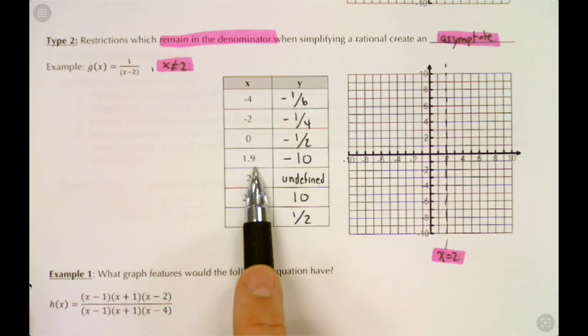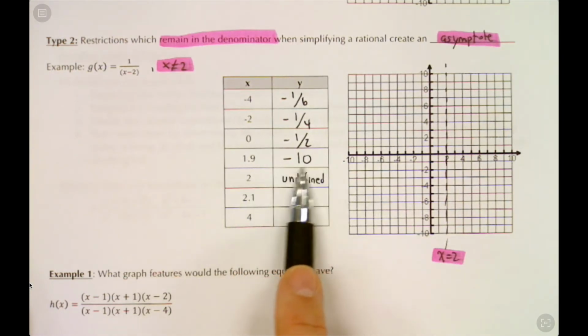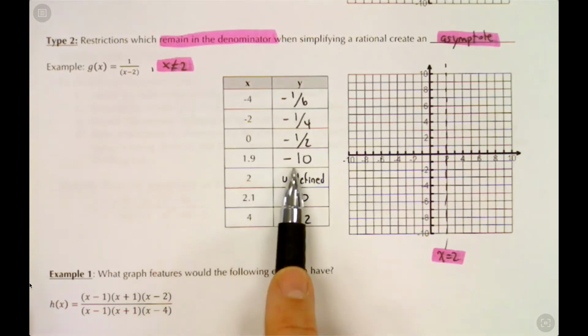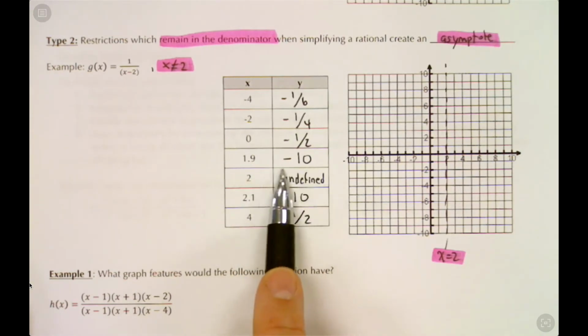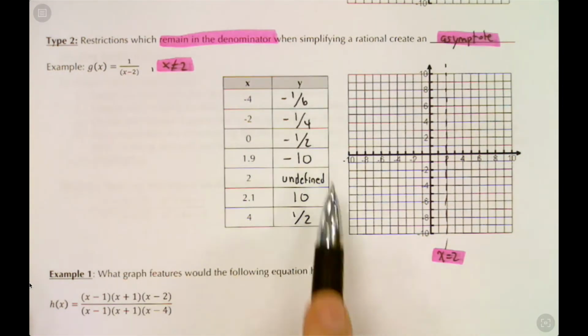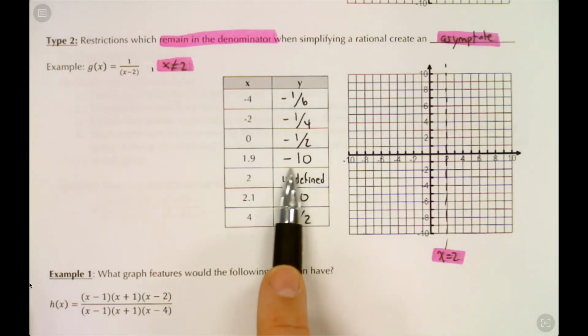In fact, if we got even closer, if we did 1.99, the answer would be negative 100. If we did 1.9999 and we got closer and closer and closer, this number would get even bigger, like negative 1,000,000 if we added enough nines to our decimal. So the closer we get to our undefined, these numbers actually explode.